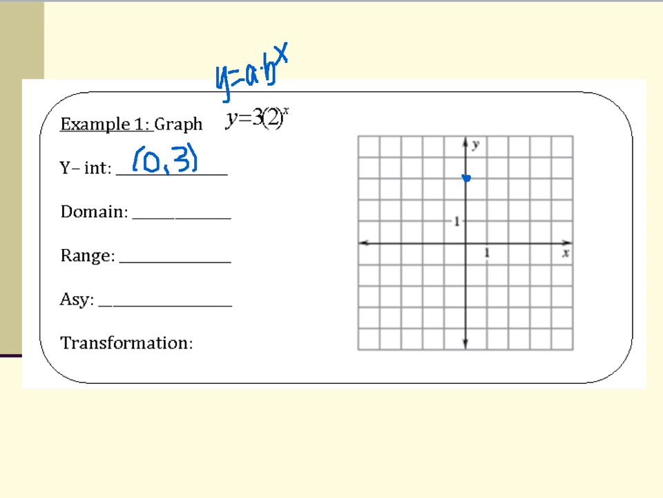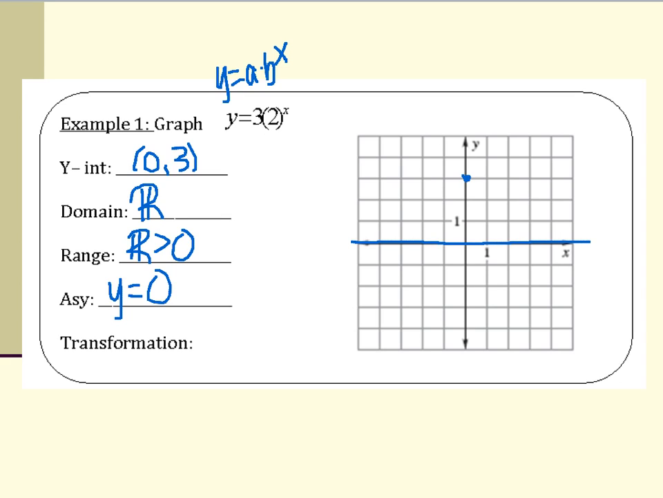My domain is still going to be all real numbers. Remember, that was our so what statement. Your domain's all your real numbers. My range for this is going to be all my real numbers greater than 0, because my y-intercept is above the x-axis still. My asymptote is still going to be the line y equals 0, and I'll draw my asymptote right on my graph right away, so I don't forget that.